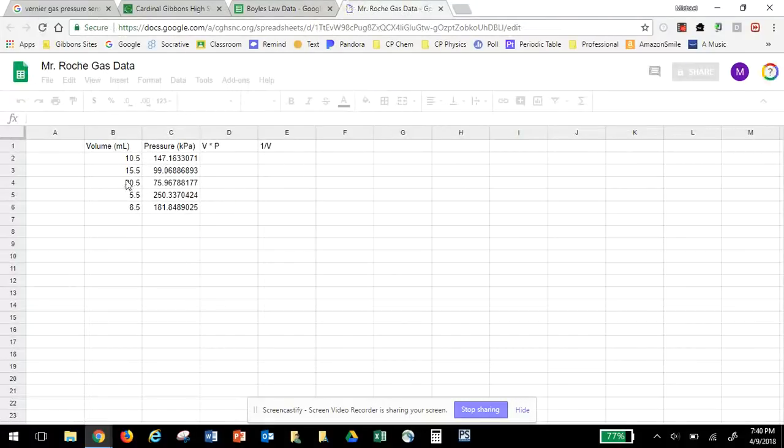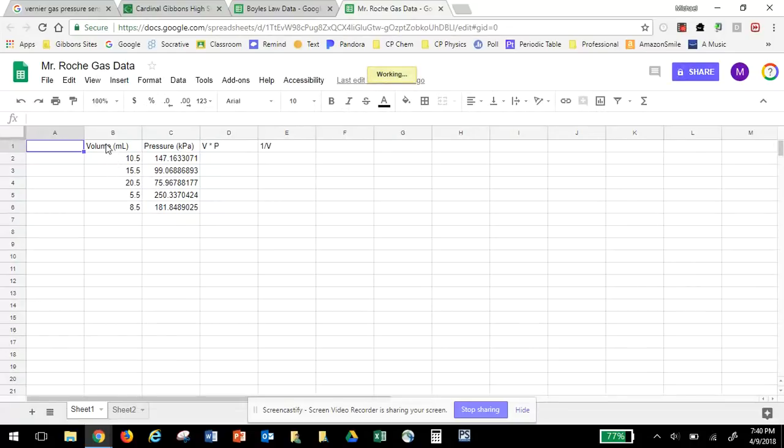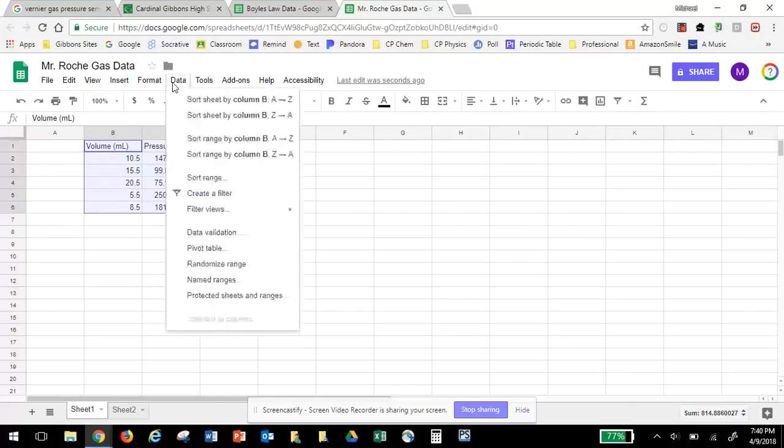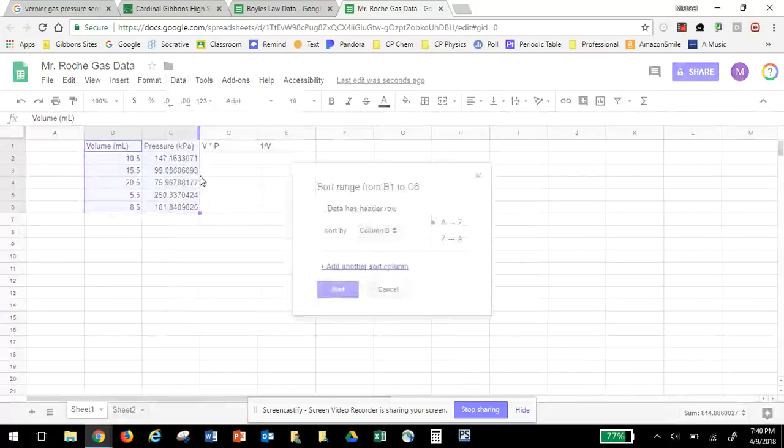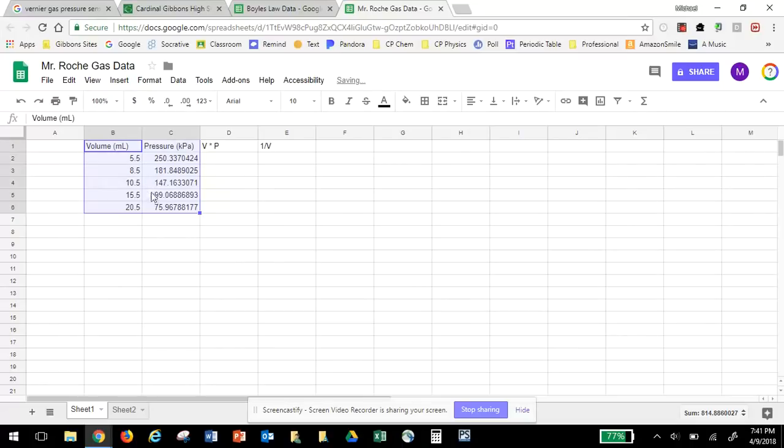All right. So the first thing, you may not have done these in numerical order, and you might want those in numerical order. So you're going to want to pick all this. And to do that, you want to go to data and you want to sort that range. And you want to sort that range by the volume. So you're going to say, hey, this has a header row, which means those are titles. Don't sort that. And I want to sort it by the volume. And now all the numbers have been put in numerical order from volume and then whatever corresponding number went with that. All right. So that gives you that.